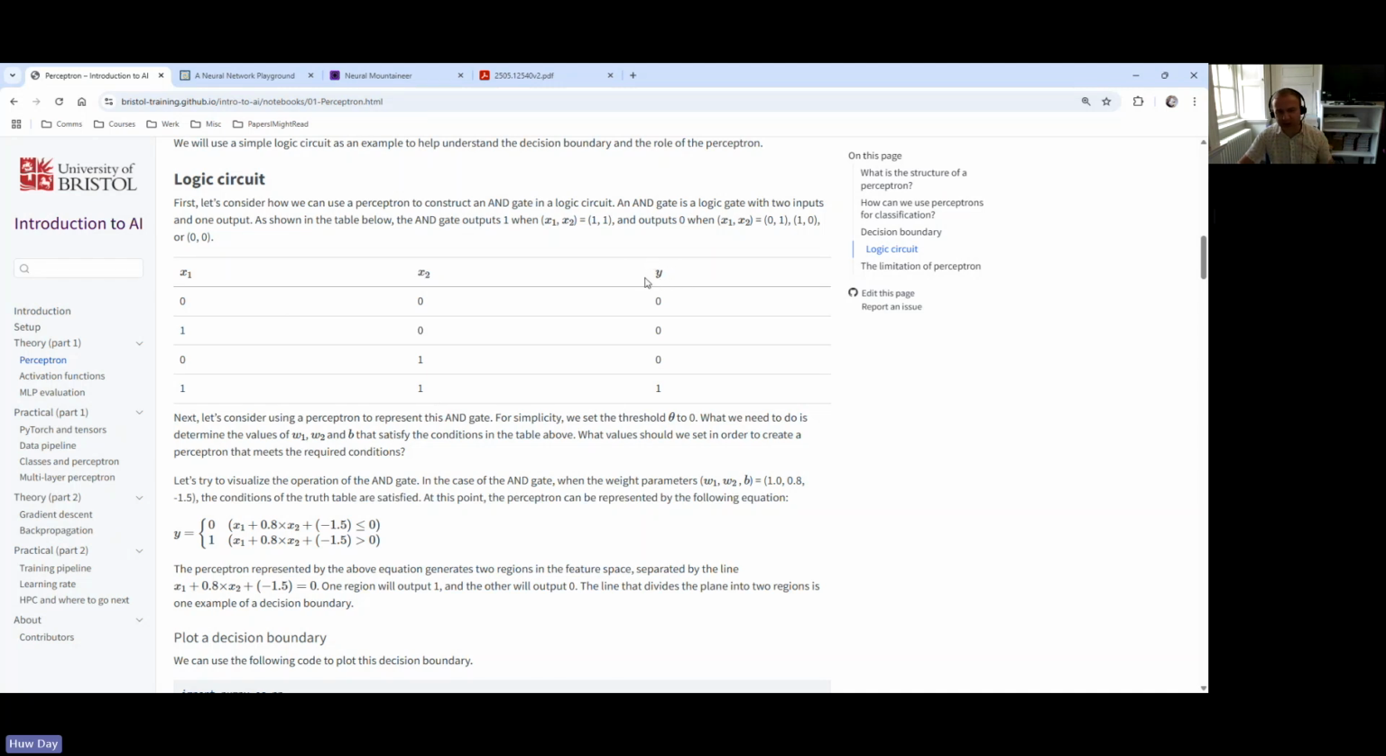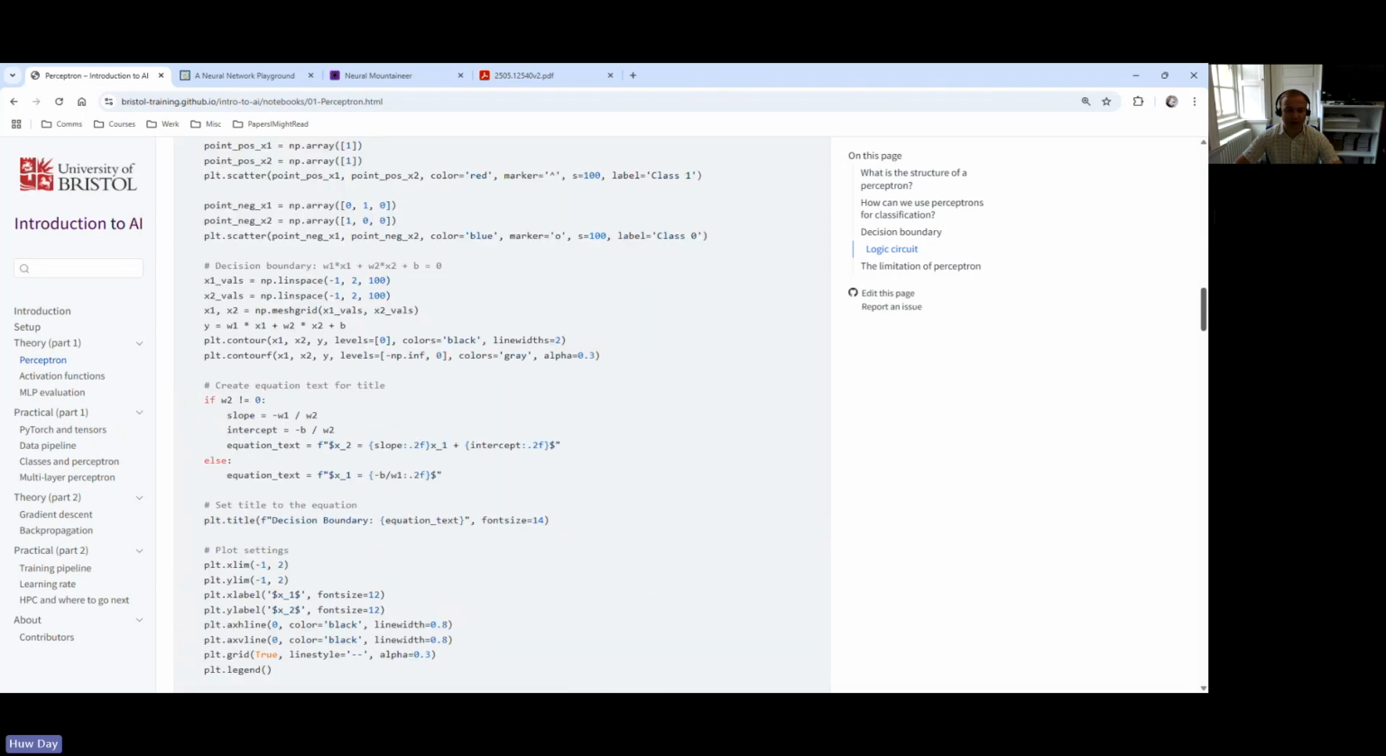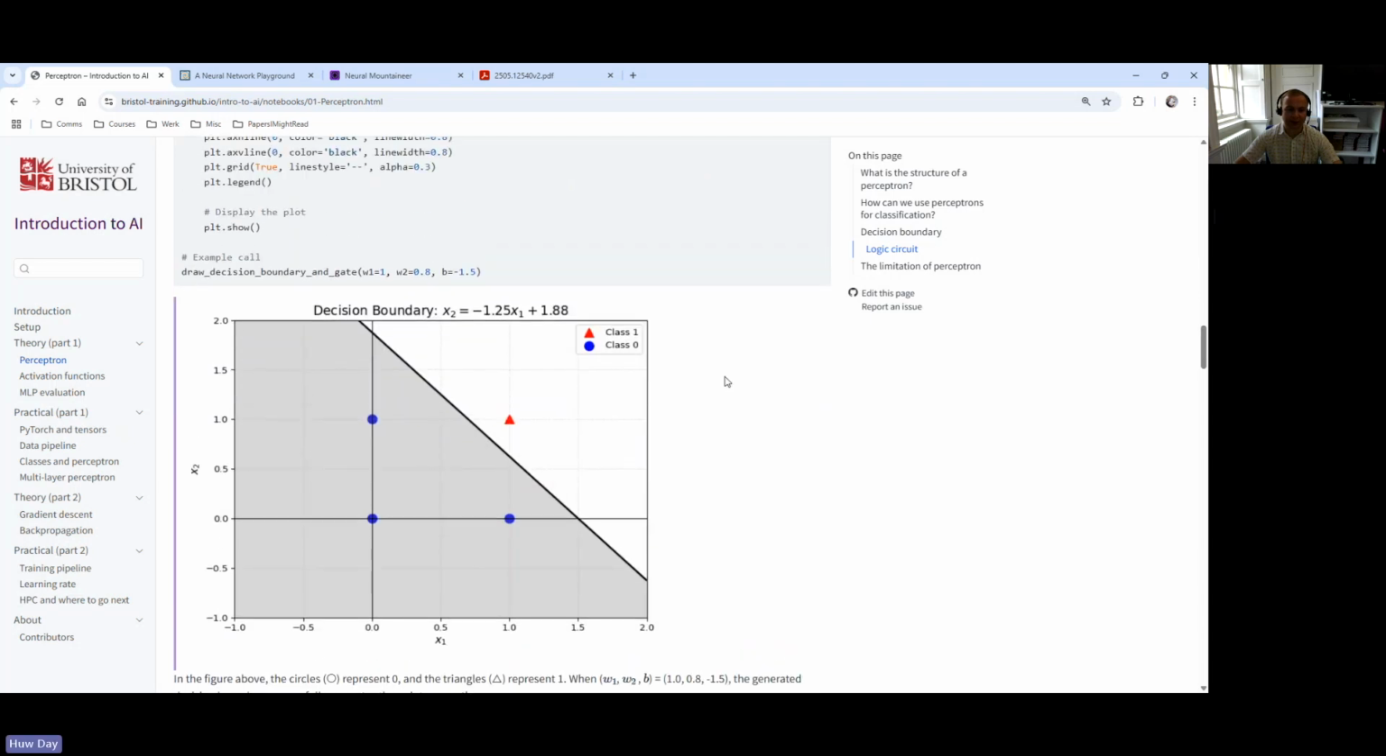So if you ever studied computer science, and you know about logic gates, AND takes in 0 and 0 and returns 0, and 1 and 0 returns 0, and 0 and 1 returns 0, and it's 1 when both inputs are 1. So if x1 and x2 are both 1, then it returns 1, and otherwise it returns 0. Here we can look at this plot where the zeros from my logic gate are these blue circles and the 1 from my logic gate is this red triangle.